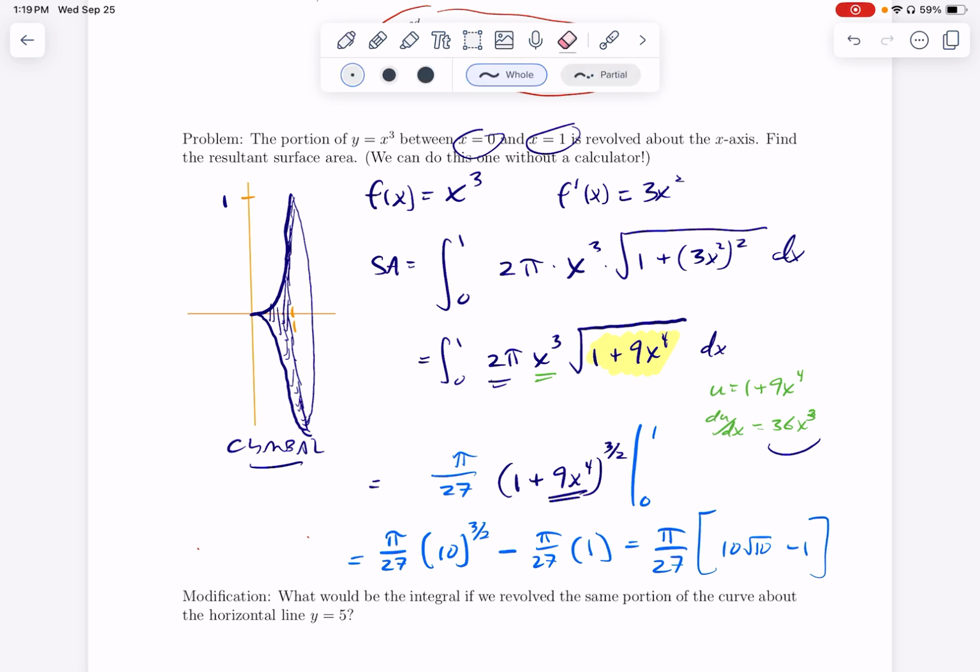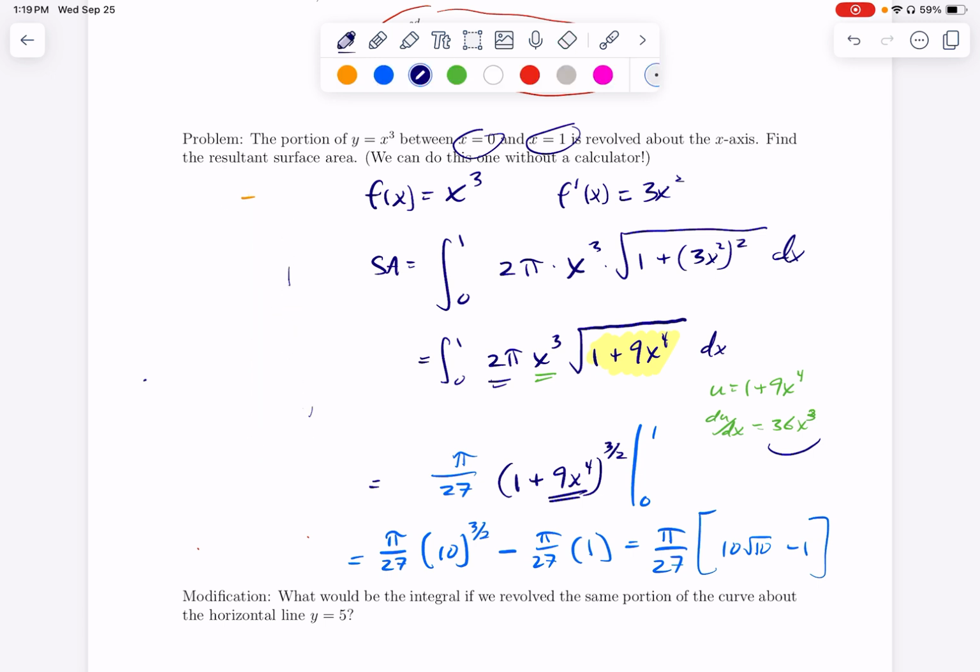But the picture should have been more like, sorry, let's do this better. We have, here's 1, here's 1, here's negative 1. The graph of x cubed on that interval is like so. So we spin it around. And we get something like this. Right? Maybe you could argue it's horn-shaped.